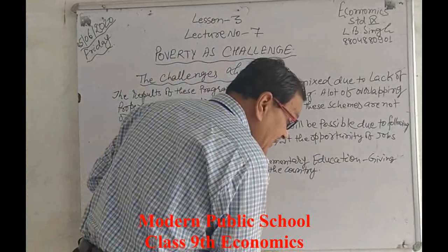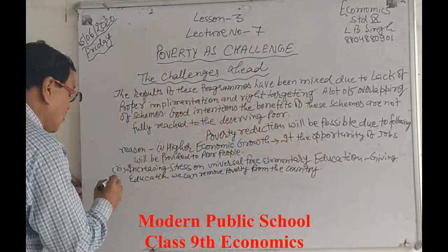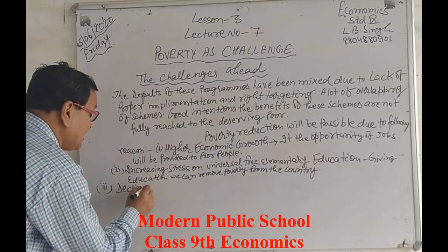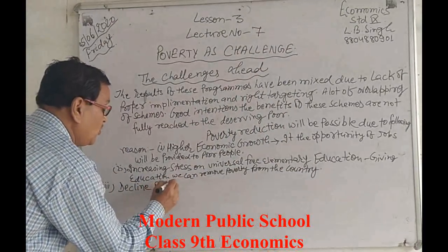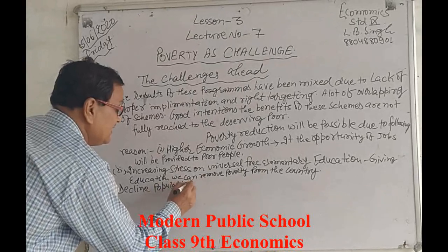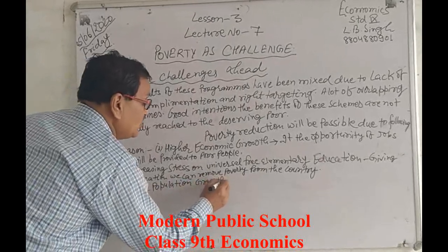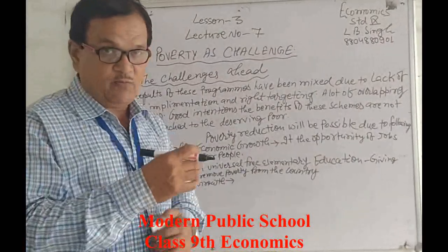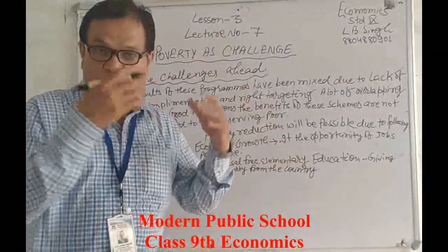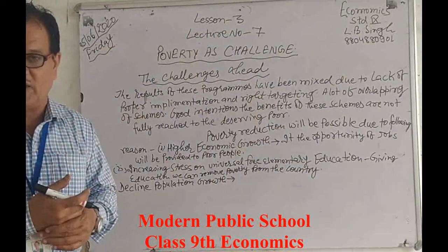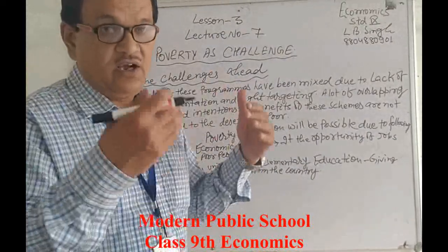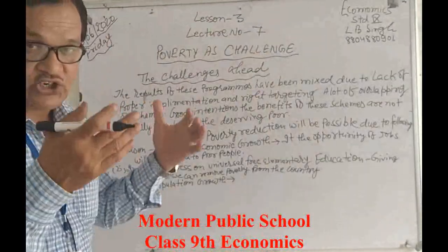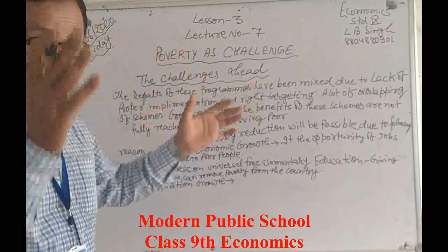The third point is declining population growth. Do you know this thing? If there is a large number of people in the family and production is less, the production given by some members of the family will be eaten by other members of the family. In that situation, will the family be happy? No, it is not possible.